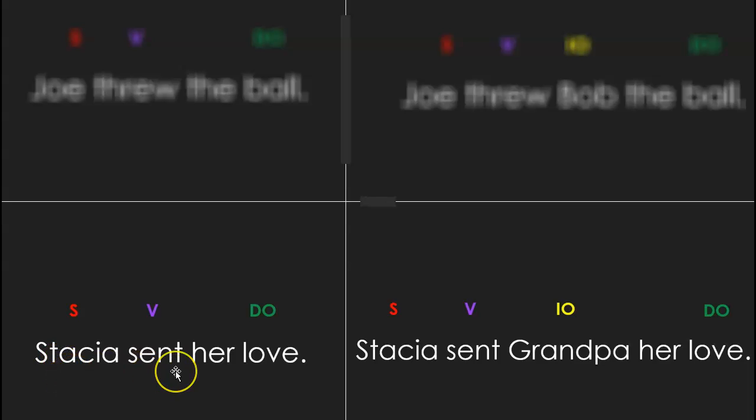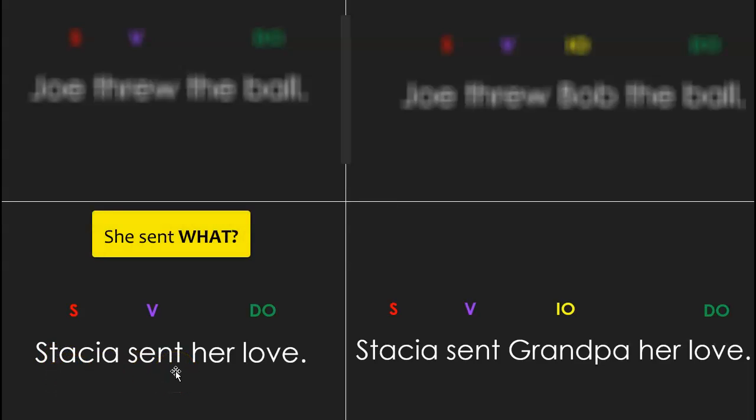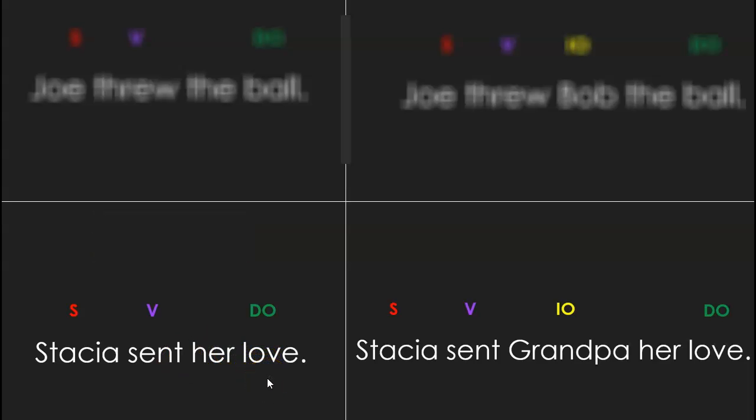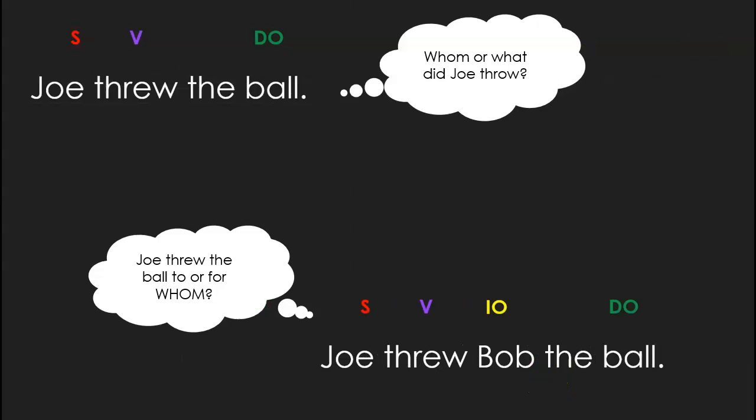Stacia sent, what did she send? She sent what? She sent her love. To whom did she send her love? Stacia sent her love to Grandpa. But you'll notice that the word to or for is not actually in the sentence. It would change into a prepositional phrase if that were so. I said earlier, don't overthink it.